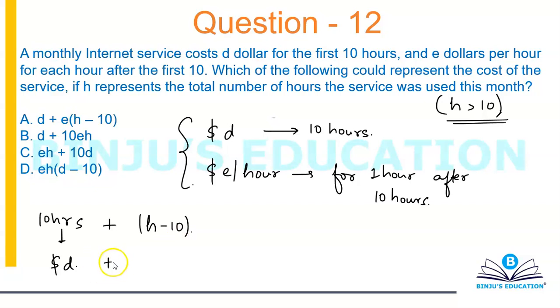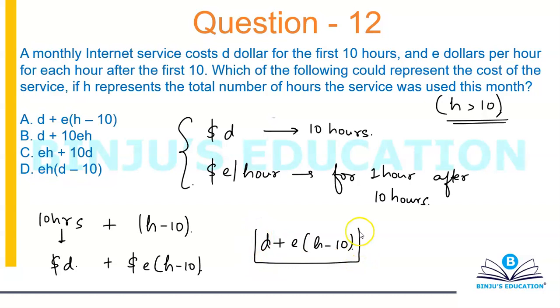So the total cost will become E into H minus 10. So your answer will become D plus E into H minus 10. And that is simply option number A. Okay. So don't forget to write H minus 10 for $E. It will not be E into H, it will be E into H minus 10, because for first 10 you have already paid D. You don't have to count those 10 hours again.